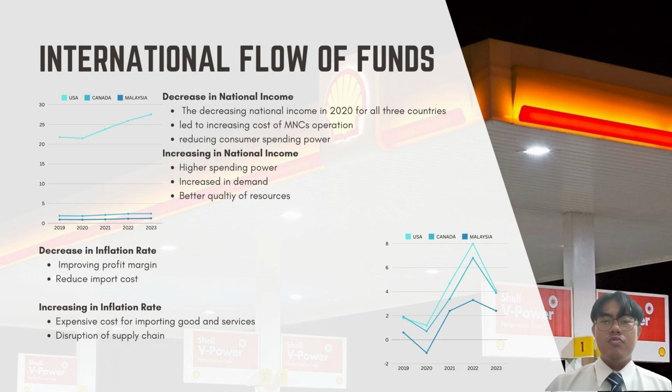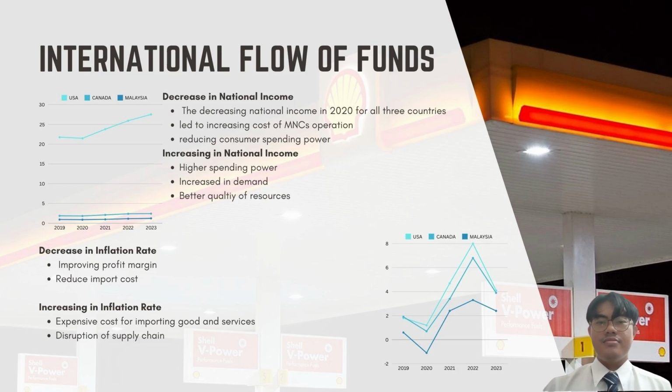From 2021, the national income of these three countries increased until 2022. This will affect the performance of the Shell MNCs in the country by enabling them to acquire better quality resources and reducing the production costs for the MNCs. The high consumer spending level in a high national income country will provide greater sales and profitability in the market.